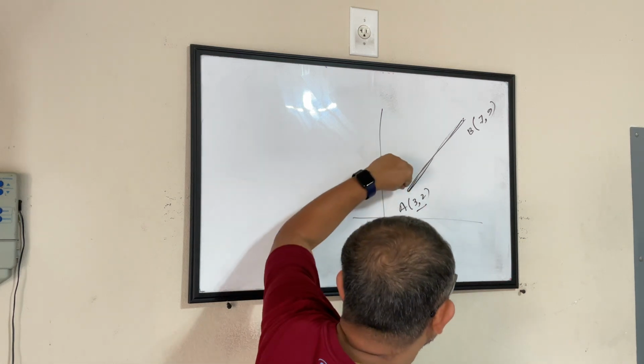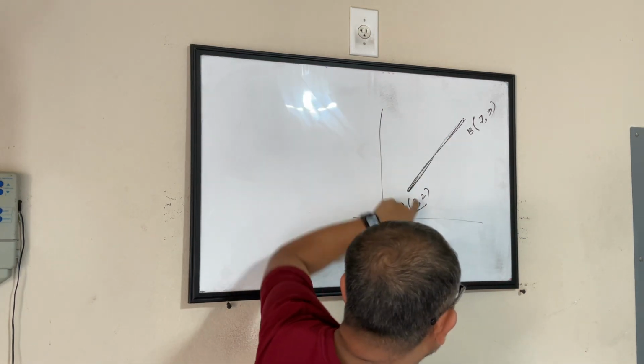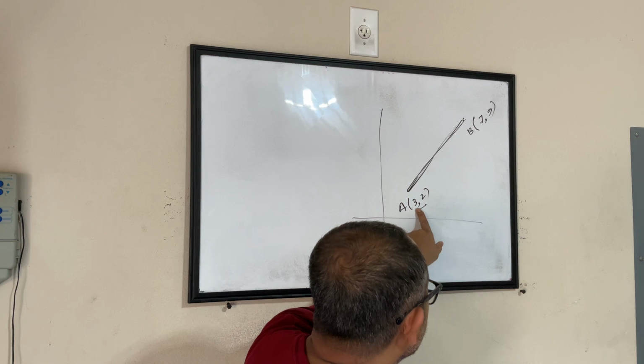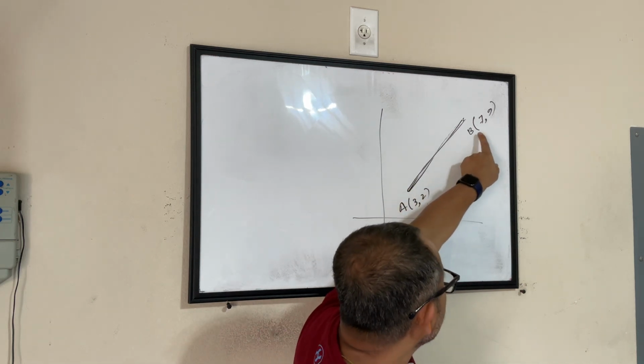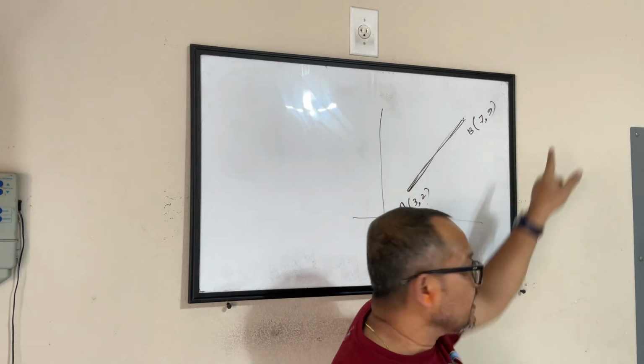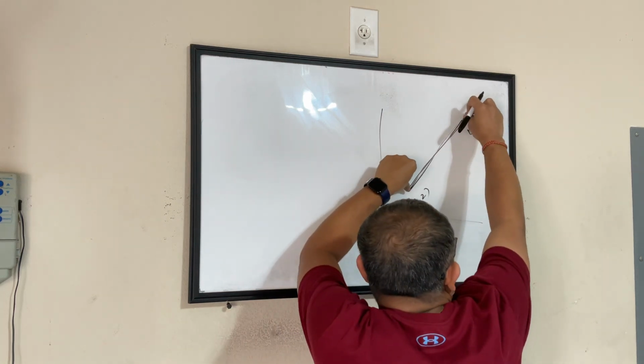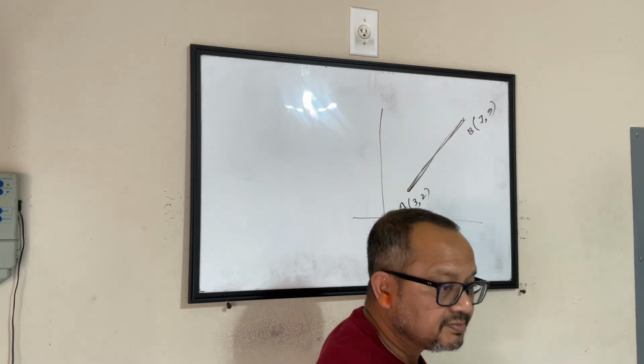Okay? I have 2 points in the coordinate plane, A with the x and y coordinates as 3, 2, and second point B with the coordinates 7, 9. And we are trying to find out the length of this line, the distance between A and B.